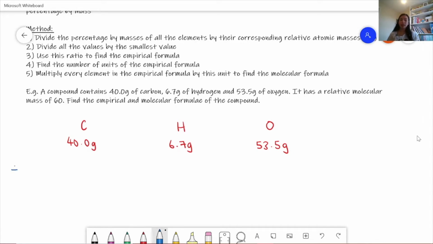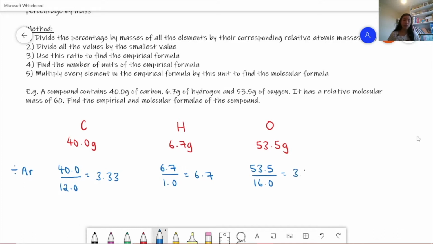The first step is to divide by the AR of every single element. So we have 40.0 over the AR of carbon, which is 12.0, and this gives us 3.33. Then we have 6.7 over the AR of hydrogen, which is 1.0, and so this gives us 6.7. And then we have 53.5 divided by the AR of oxygen, which is 16.0, and that gives us 3.34.